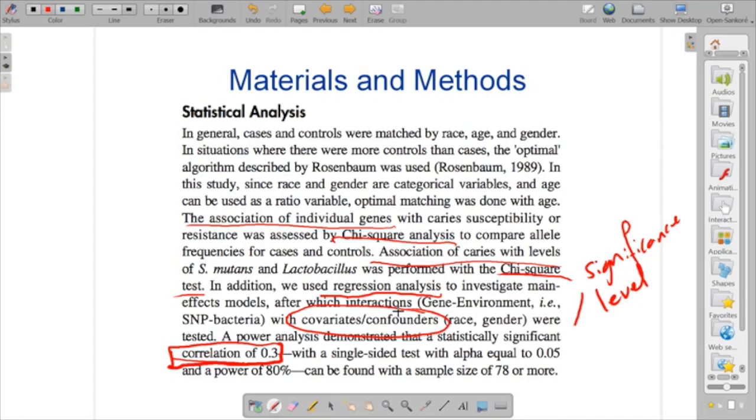They've incorporated multiple factors and asked, do they explain... they investigate the main effects of models? It doesn't even say what they're looking at. But does it affect the susceptibility to caries, which was what the original question was? And they mention in here the correlation of 0.3. We now know that that's probably, off the top of my head, a moderate correlation that they're trying to be able to detect. And they now know that they need 78 or so individuals in their sample to achieve 80% power for that correlation. So we've now defined some of the terminology present in this paper, which hopefully gives us the ability to read it in an informed manner.